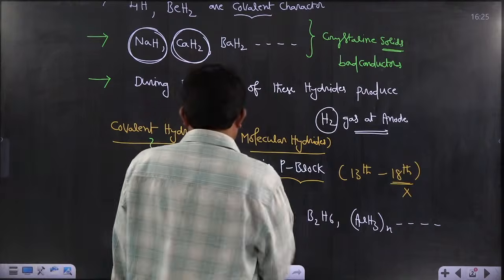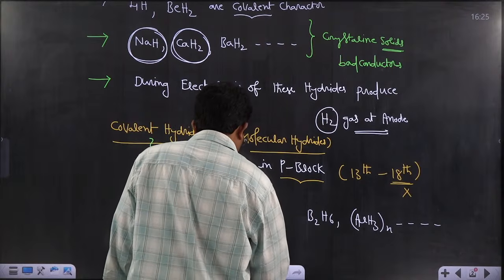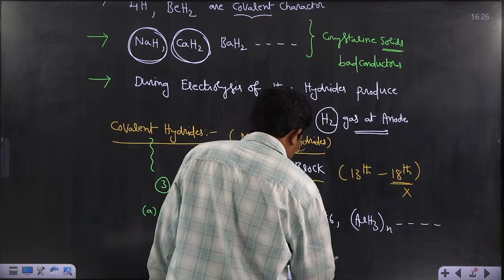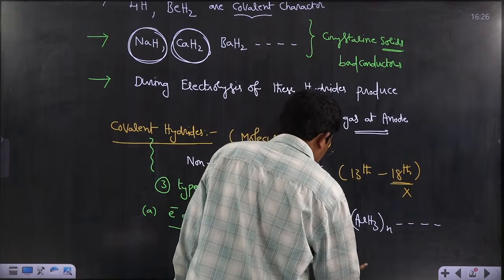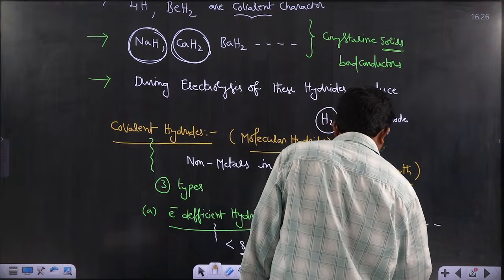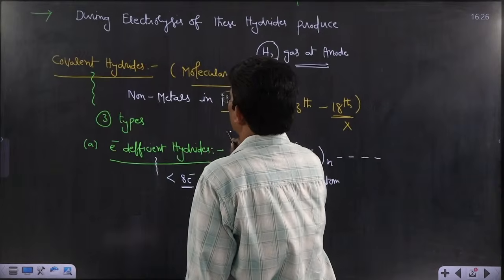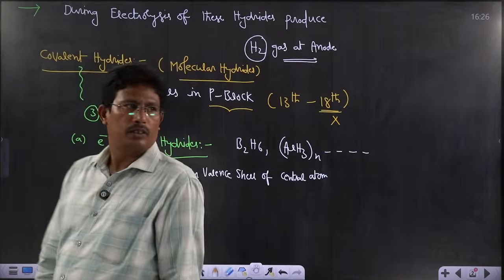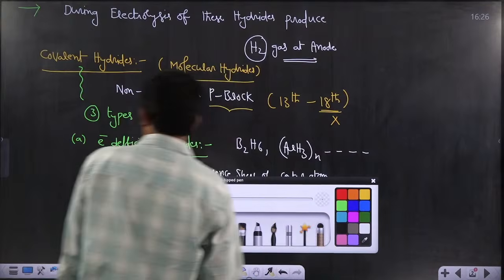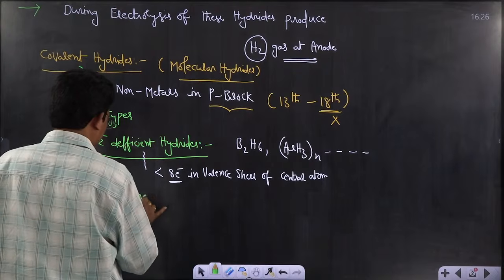They contain less than 8 electrons in valence shell, valence shell of central atom after bond formation. Here examples are important. Electron deficient hydrides. Next, electron precise hydrides.